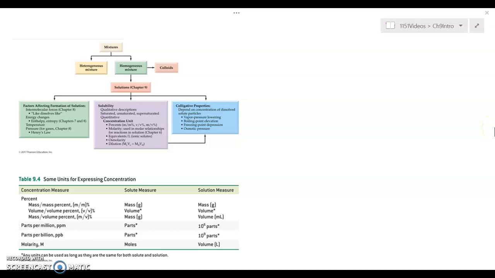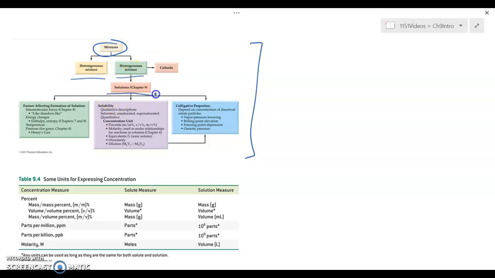All right, chemistry students, I wanted to introduce Chapter 9 to you and get it started. There's going to be a handout called Chapter 9 Important Figures, and you should recognize this kind of diagram that we've seen from your textbook before that breaks down, if we're talking about mixtures, we've got homogeneous and heterogeneous mixtures.